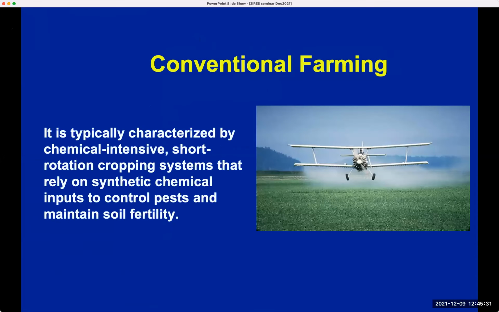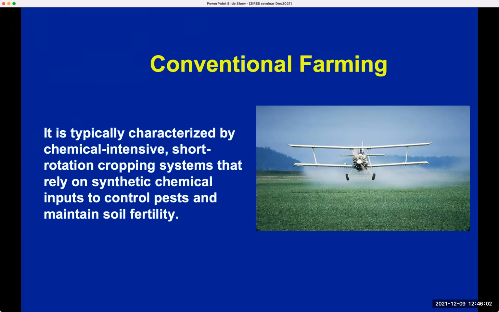Okay. So this is obvious. Conventional systems are chemical intensive. This is what people think of, especially consumers, when they think of conventional farming. The big thing is it's not just the chemical intensive use of synthetic chemical fertilizers and pesticides, including all the cides, but it's short crop rotation systems. That's the big one. Some farmers grow the same crop every year, or maybe it's a 2-year rotation.